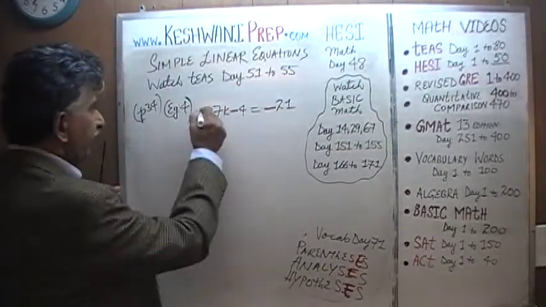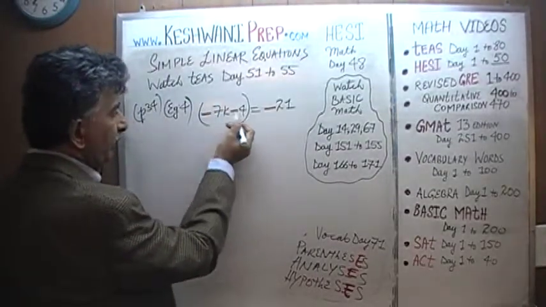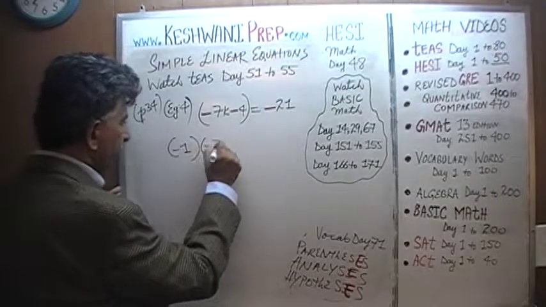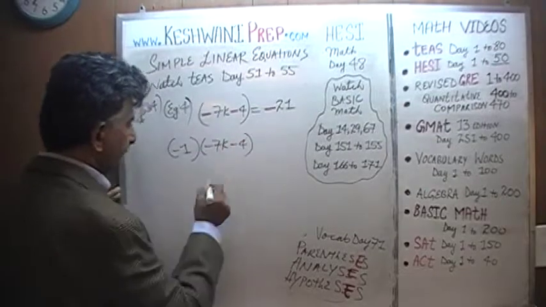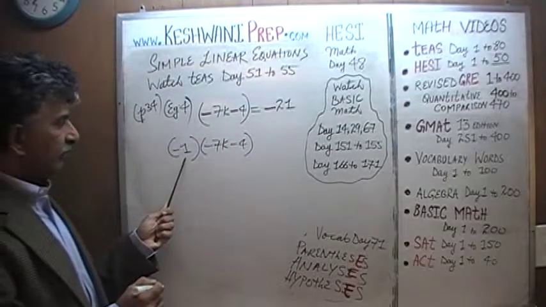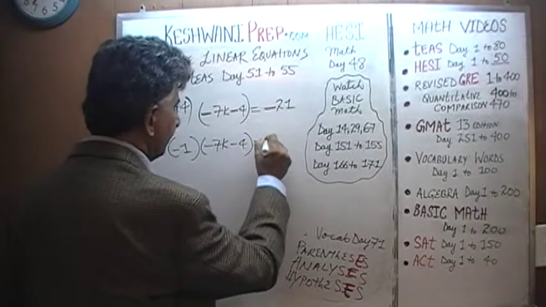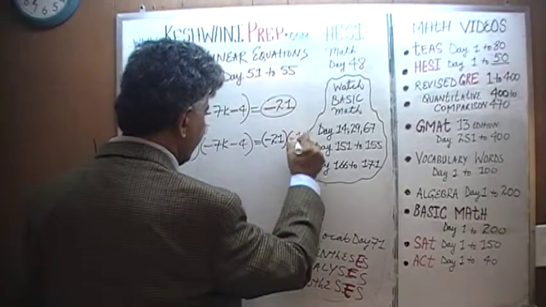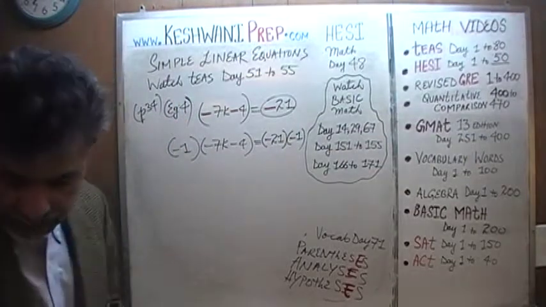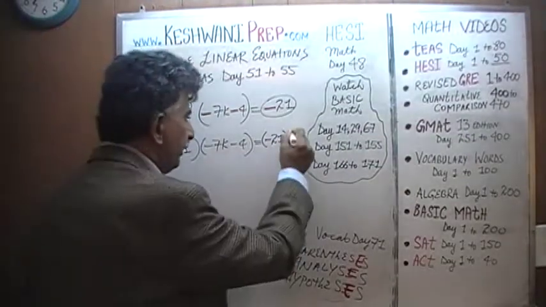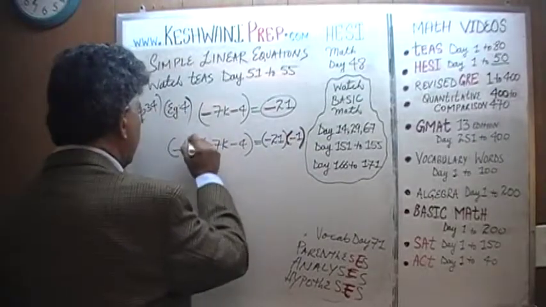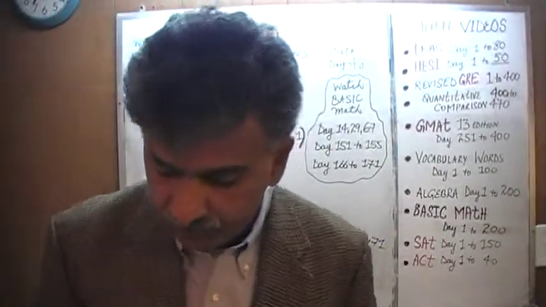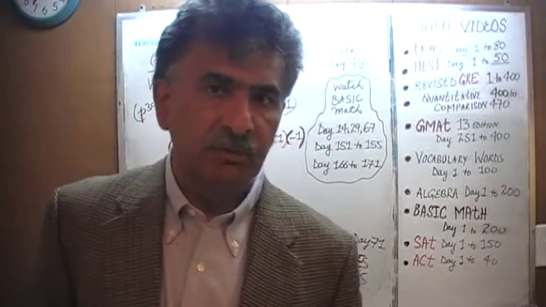Let's do that. Let's take this side, negative 7k minus 4, and multiply it by negative 1. If we do that, we have to do the same thing here. Here we have negative 21, we have to multiply it by negative 1. Since we're multiplying both sides of the equation by the same number, it's okay. We're not changing the value of it.